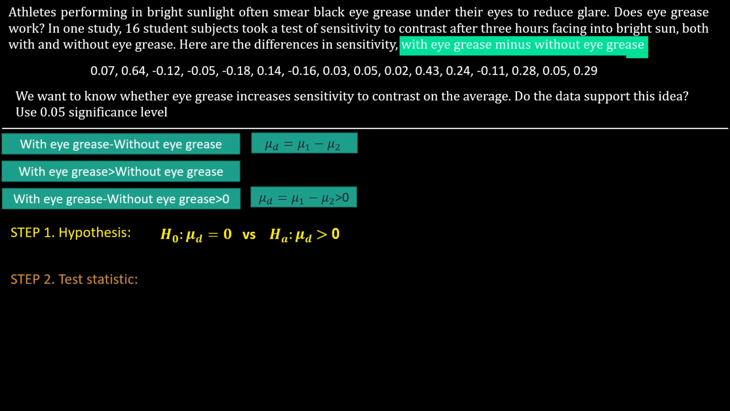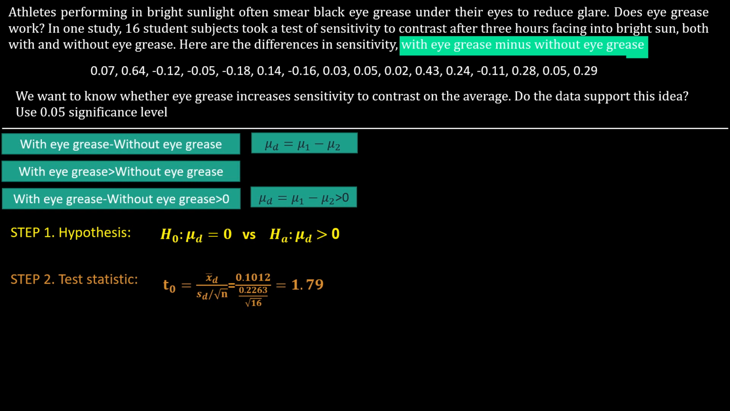Then go to the test statistic. We know this is a matched pair sample. We have differences. So we use the matched pair t-test. It is xd bar minus mu d over sd over root n. So we have all the information.